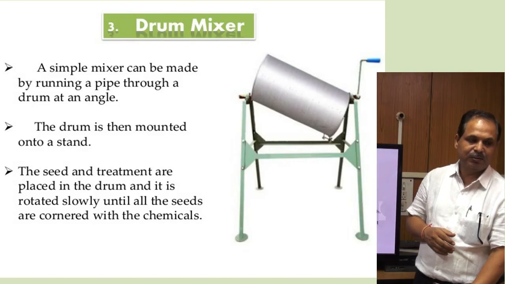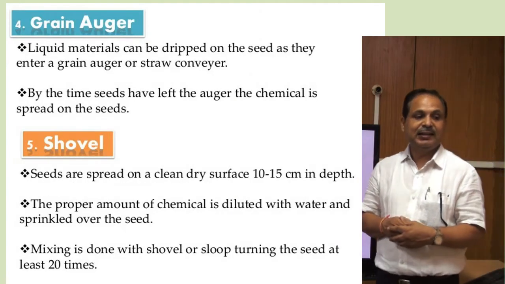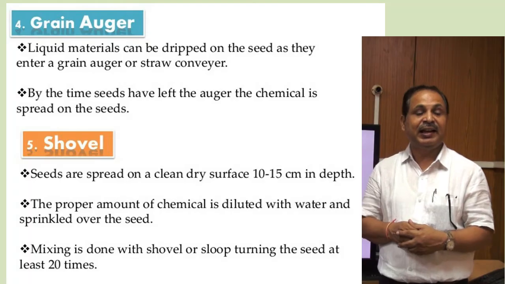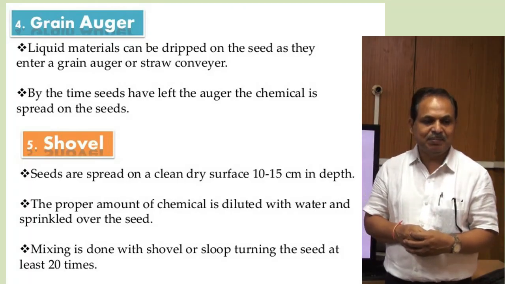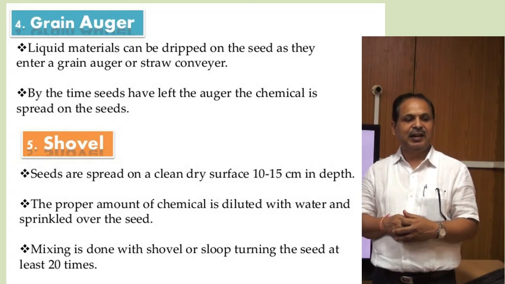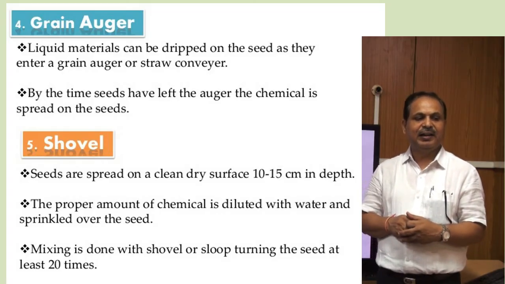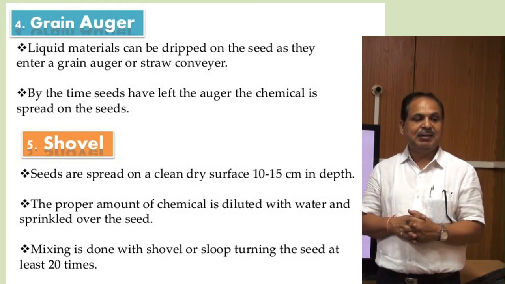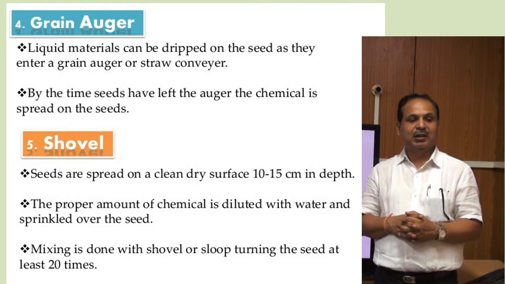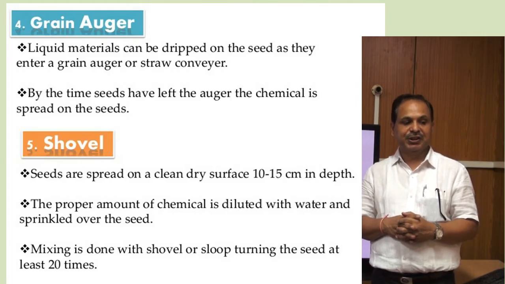Then the next one is the grain auger. In this, liquid material is dripped on the seeds as they enter a grain auger or straw conveyors. By the time seeds have left the auger, the chemical is sprayed on the seeds.